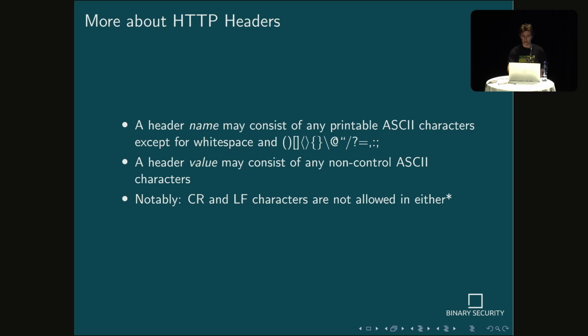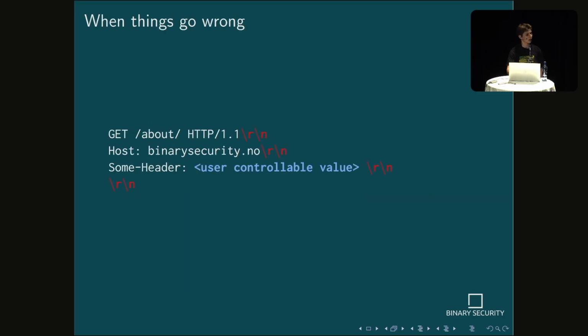Right, so anyone who's ever read a specification or an RFC, or been given instructions on how something should work, and tried to implement it, knows that no one ever implements anything correctly. Maybe a slight exaggeration there. So let's instead take a look at what happens if I have an HTTP client or server which doesn't follow these rules properly. Here is a highly constructed example where I have a server which is planning on making the following HTTP request. I'm going to get the about page of binary security, and I'm going to include an HTTP header named someHeader with a user controllable value, whatever that means.